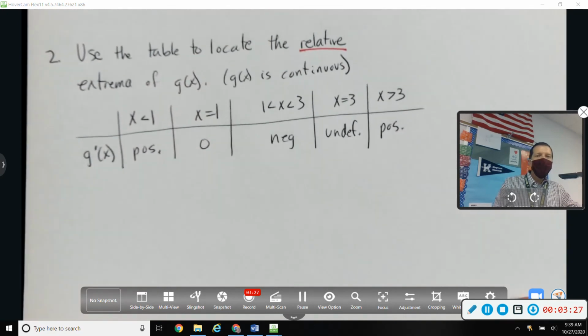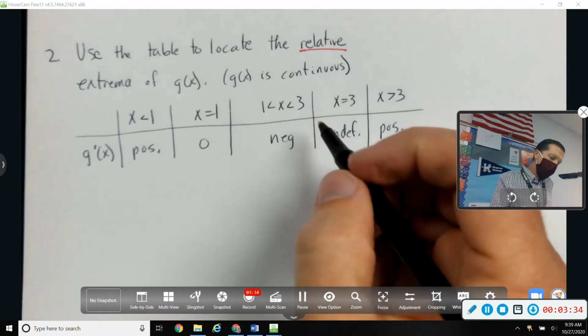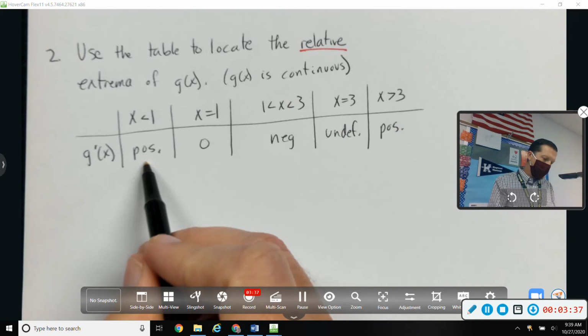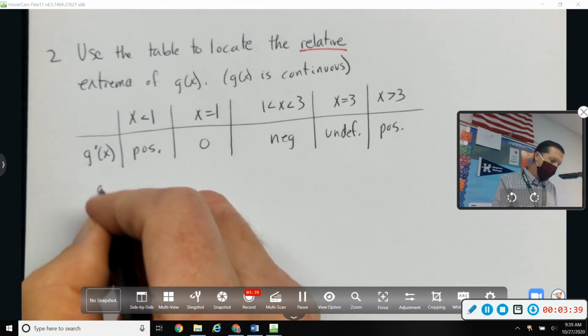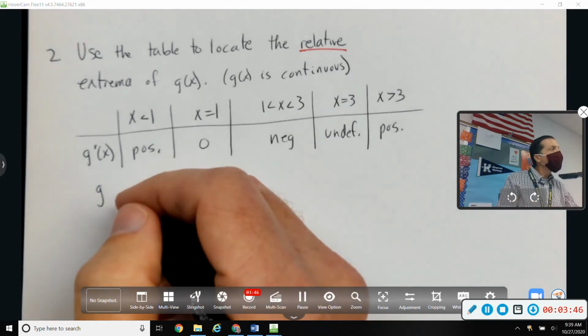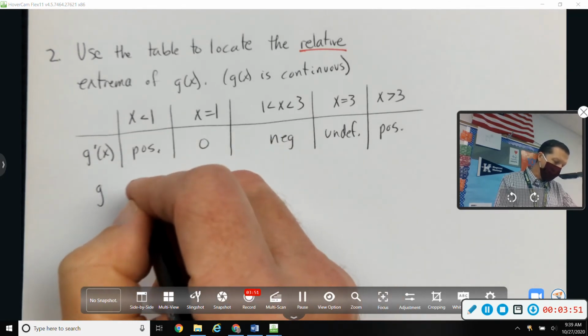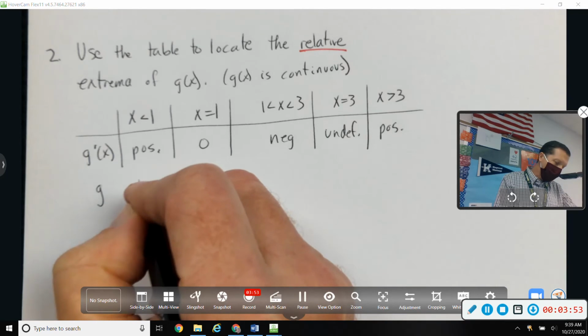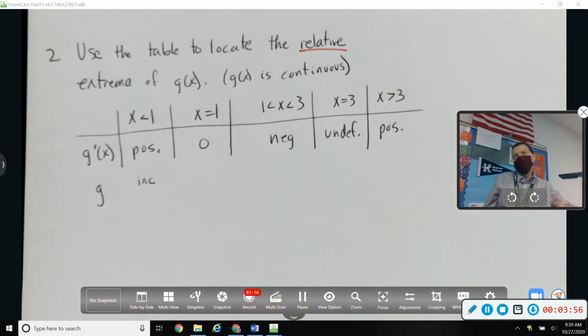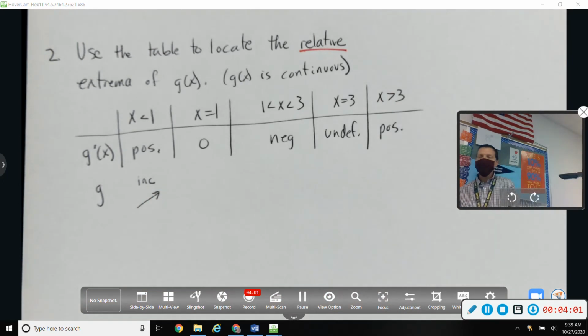Number 2, use the table to locate the relative extrema of g of x. G of x is continuous. So g prime, if g prime is positive, what does that tell me about g? I'm going to add a line to my equation here. What's that? Slope is positive, and so that's true. Slope is positive. It means it's increasing is what I was going for. But slope is positive is the same thing, and you could even just do a little sketch there. That would help as well.